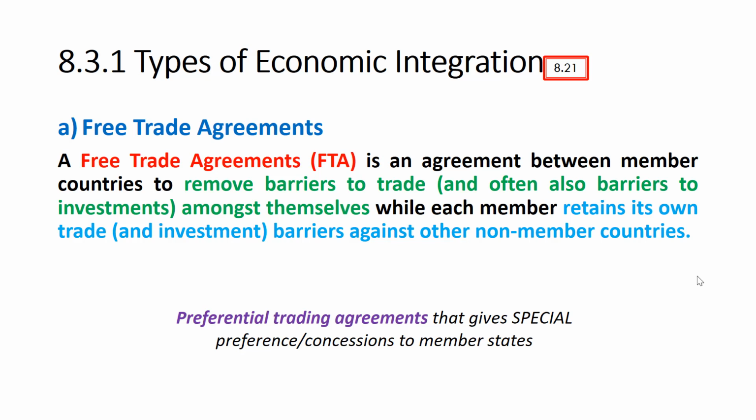An FTA is an agreement between member countries to remove all barriers to trade in goods and services among themselves. Now, many FTAs will also try to remove the barriers to investment. That means FDI can flow from one country to another without being restricted. But this is not a required part. However, each member is allowed to retain its own trade barriers against non-member countries.